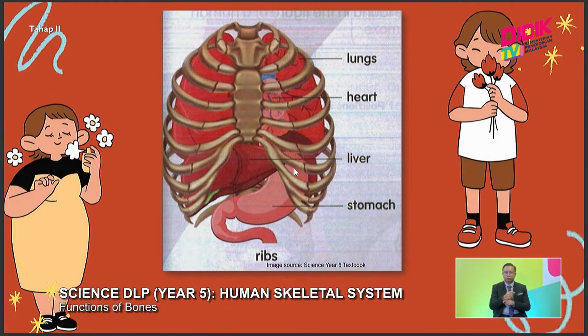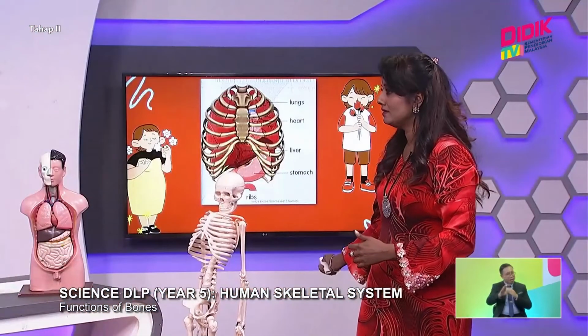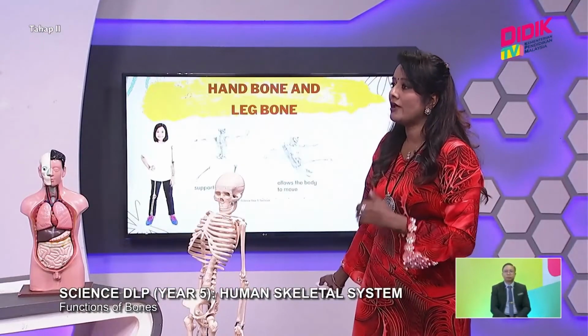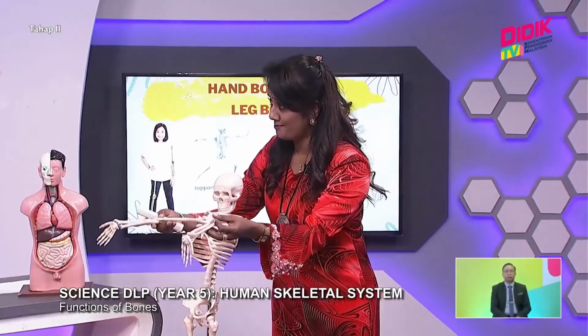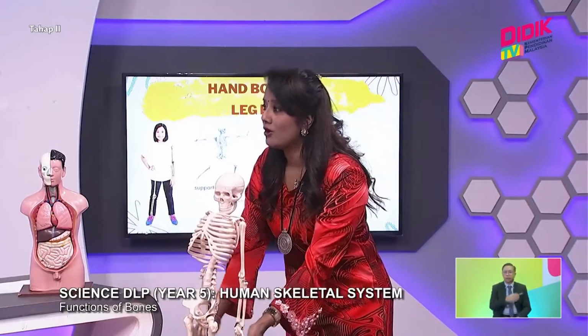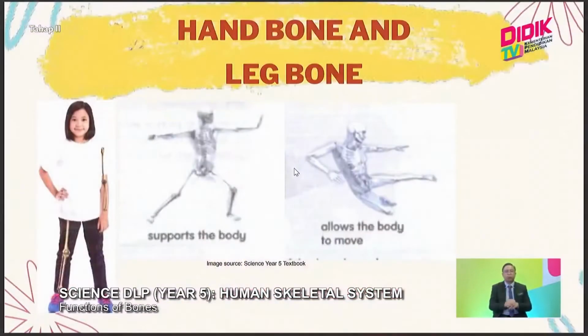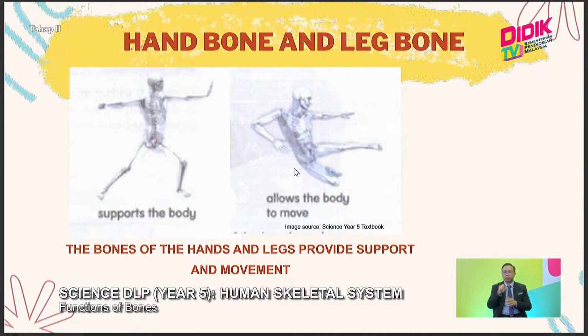Okay, ribs done. Then next we are going to learn about the hand bones and leg bones. If you look at the hand bones here, these are the hand bones, and the leg bones. The main thing is that they support the body. That's why we can stand and we can move. They allow movement as well. Mr. Skeleton is moving very well. The bones of the hands and legs provide support and movement. So these are the things we should know, the main bones.